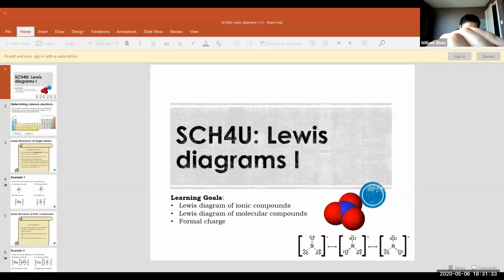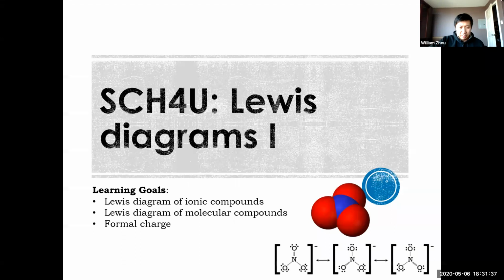All right, so this class is on Lewis diagrams, okay? And this is mostly review of previous grades on how to draw certain Lewis diagrams. The only new thing that we're going to learn today is formal charge. Okay, so let's start the review first.